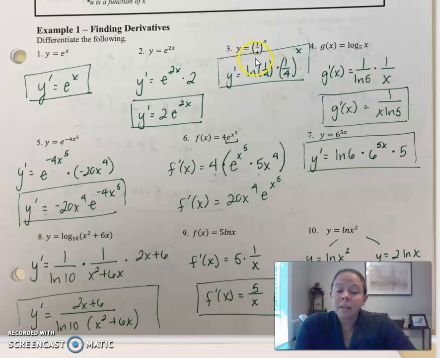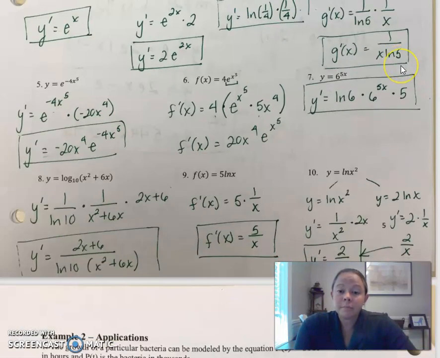Now in this case, it's going to be natural log of the base, so natural log of 1/4 times the original exponential, 1/4 to the x, and times the derivative of the exponent, but it's just 1. Log base 5 of x, it's 1 over natural log of the base times 1 over x, and since it's just x on the inside, the derivative of the inside is just 1. And you just got to get used to doing these.